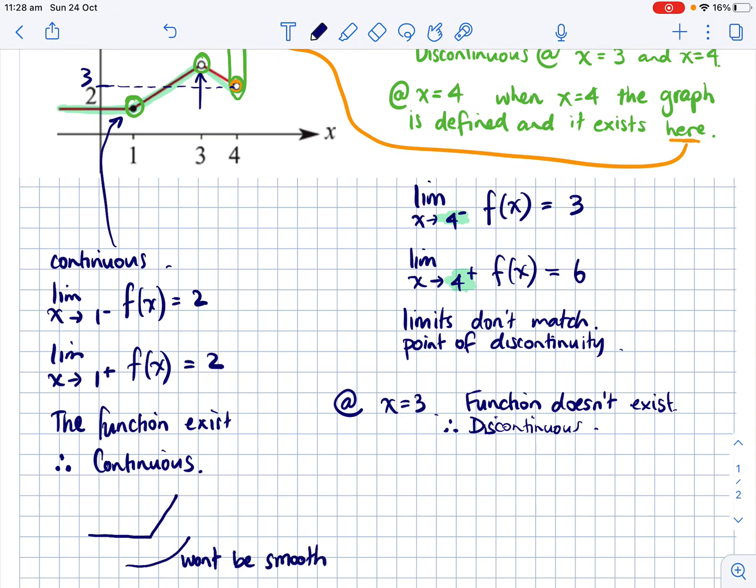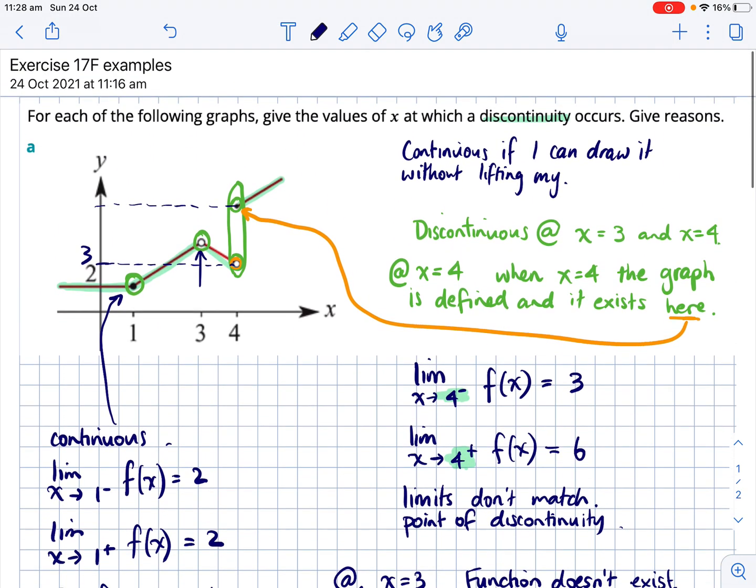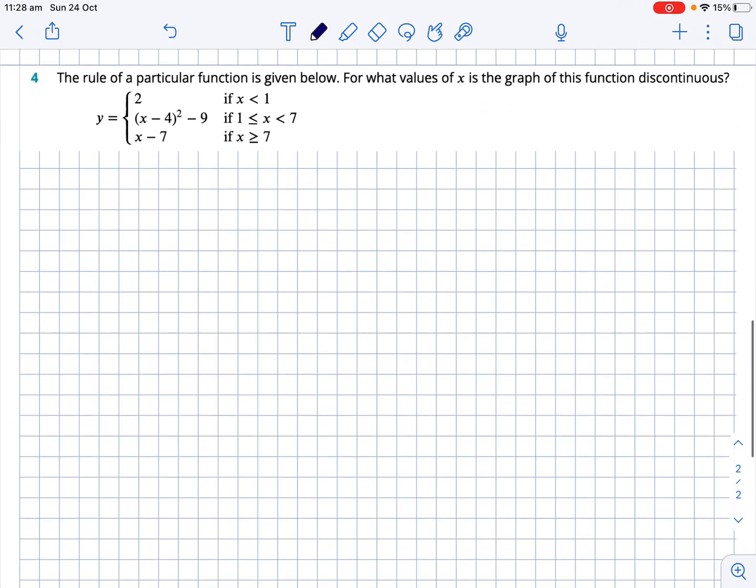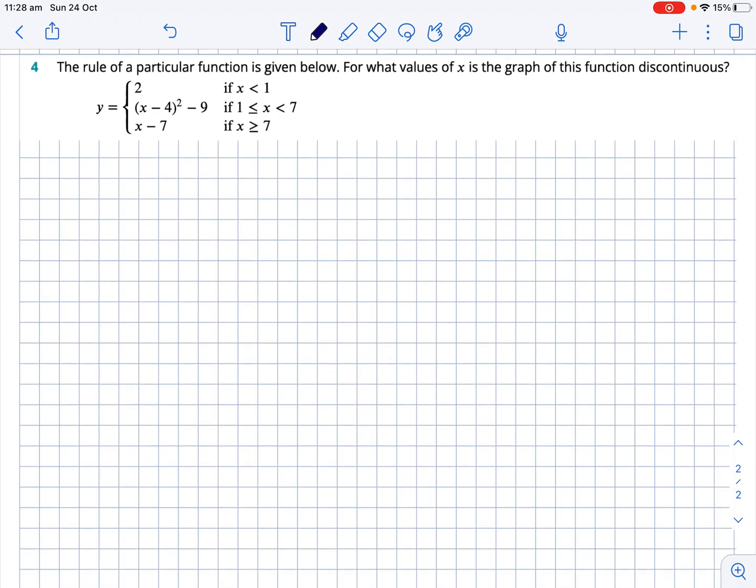If it won't be smooth when I zoom right in, then it's not differentiable. So it is continuous, but not differentiable. Okay, the derivative does not exist at that point. Okay, that was the first question. Let's have a look at the second question.